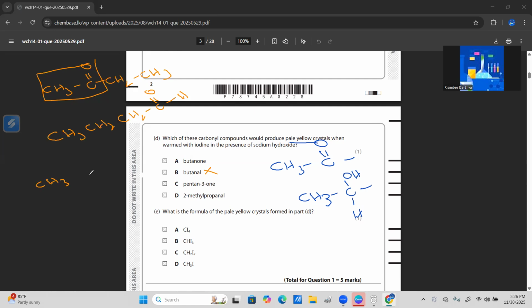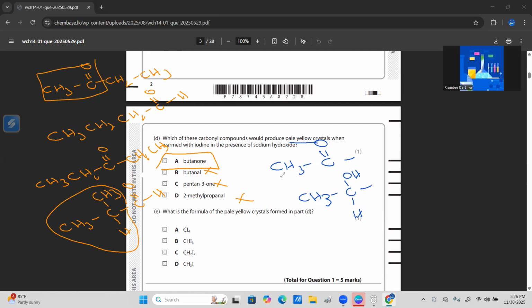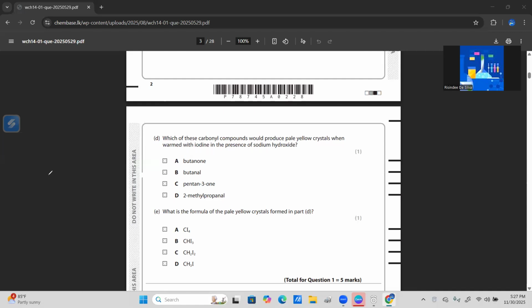So it will not give a yellow precipitate, because this group is present only in butanone. Pentan-3-one is an ethyl ketone. Therefore, that will not give a precipitate. 2-methylpropanal: propanal means an aldehyde, and 2-methyl means on the second carbon I have a methyl group. So that is also not a methyl ketone. Butanone is the one that contains a methyl ketone. So it will give a positive result with iodoform.